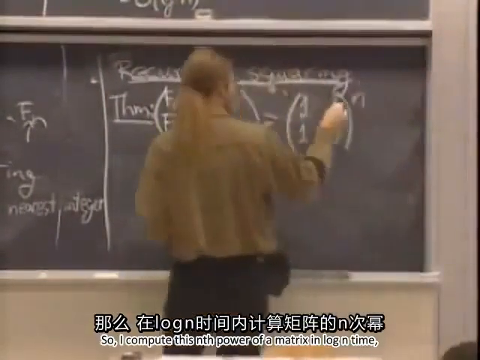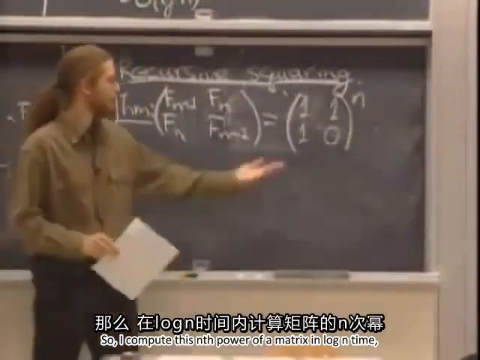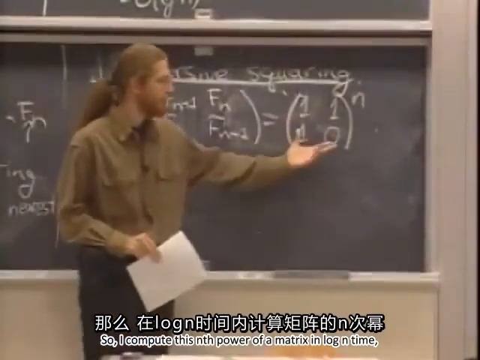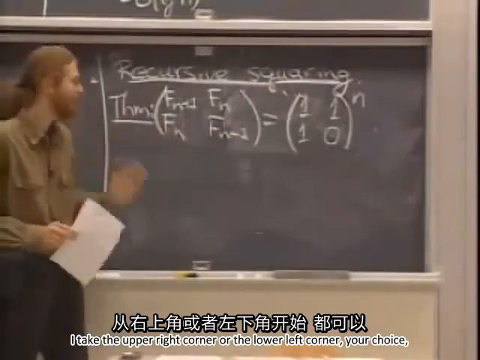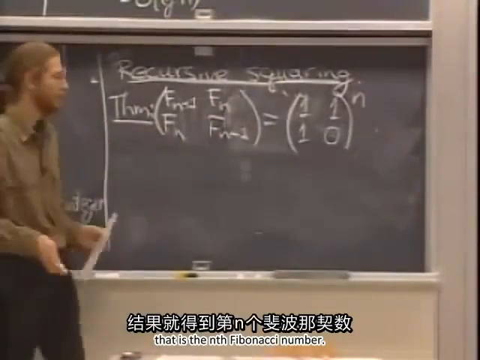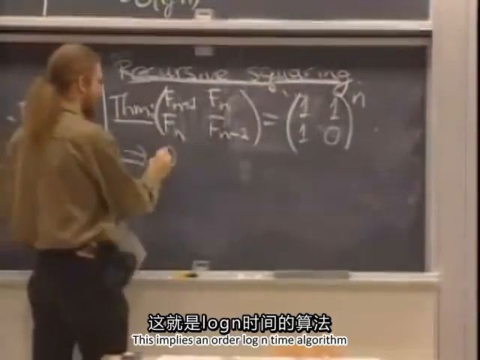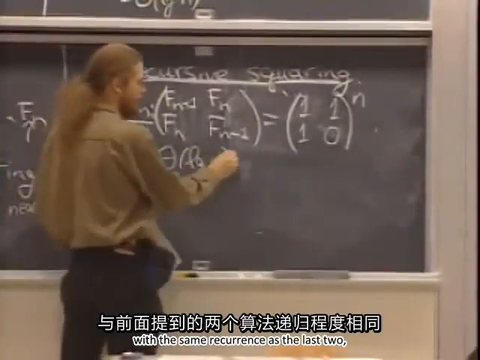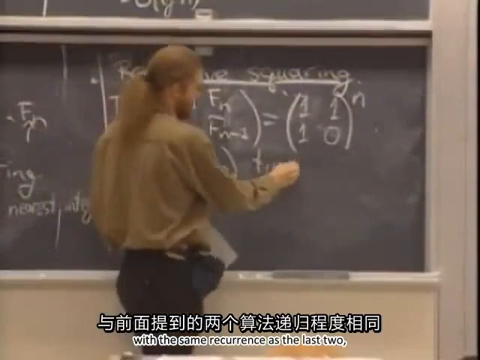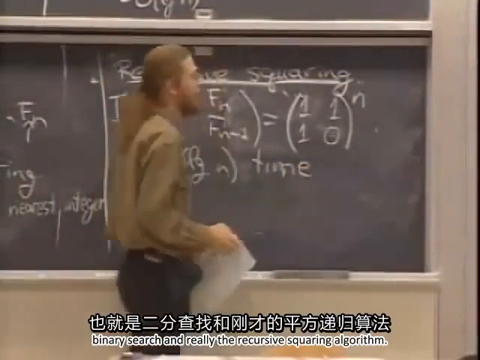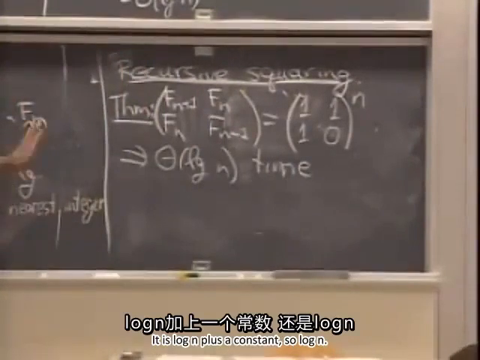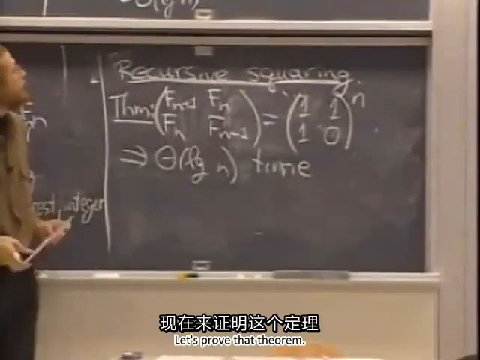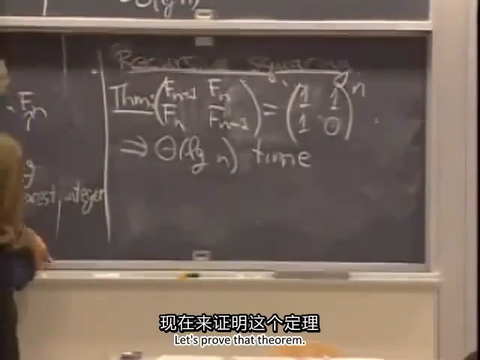So I compute this nth power of a matrix in log n time. I take the upper right corner or the lower left corner, your choice. That's the nth Fibonacci number. So this implies an order log n time algorithm with the same recurrence as the last 2, binary search and really the recursive squaring algorithm. It's log n plus a constant, so log n. So let's prove that theorem.